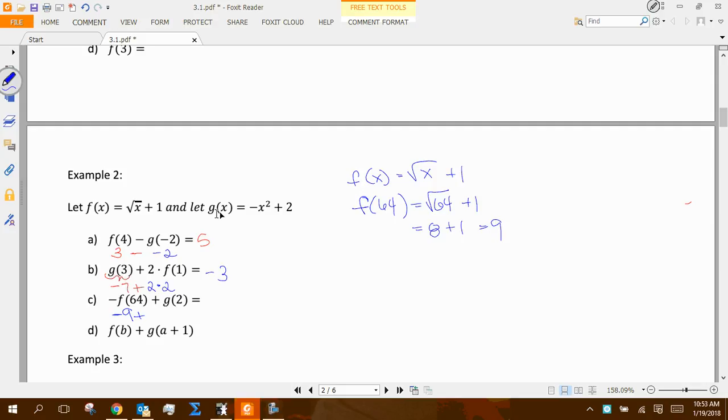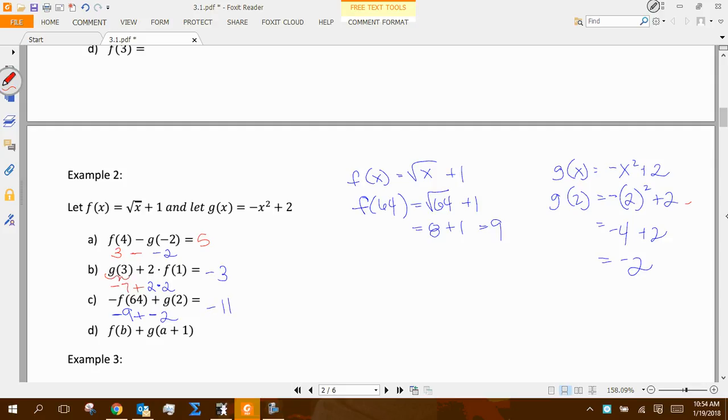Plus then I want to evaluate g of 2. Our g of x rule is opposite of x squared plus 2. I want to evaluate at x being 2. So I will put my 2 in, I'll square that, and then add 2. So 2 squared is 4. We get the opposite of 4 plus 2. So it ends up giving me negative 2. So we get negative 9 plus negative 2 gives me negative 11.